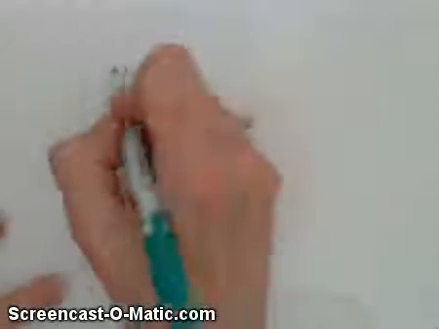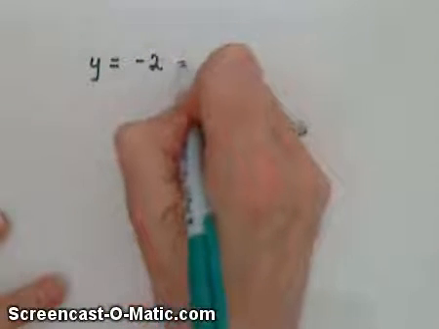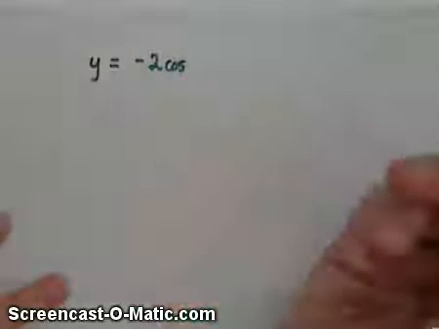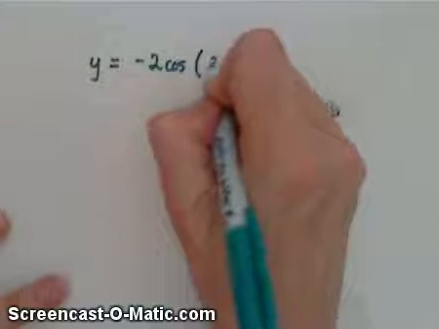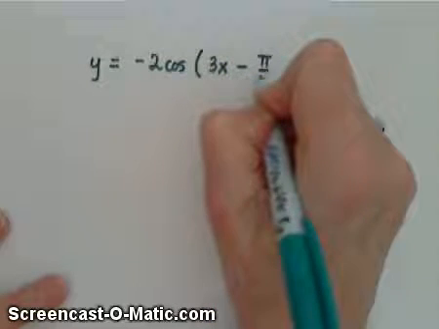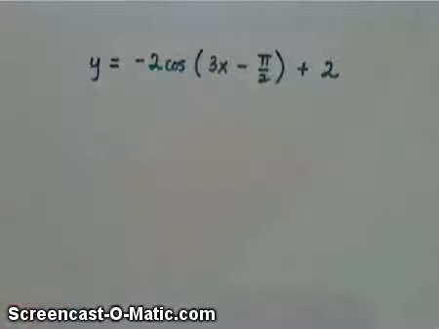Let's combine these two ideas now. Let's look at y equals -2 cosine, parentheses, 3x minus pi over 2, plus 2. I'm going to do a cosine just because we've been doing all sines.